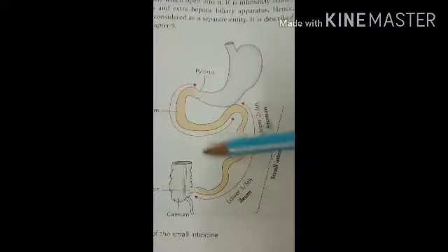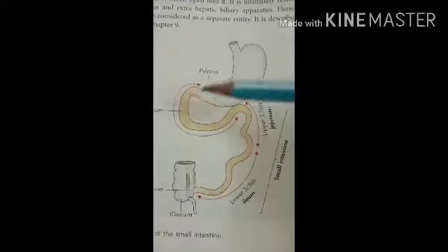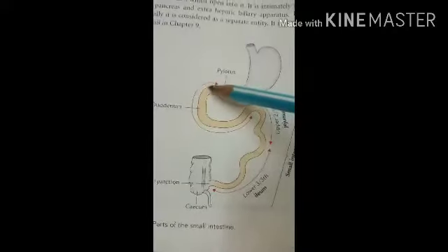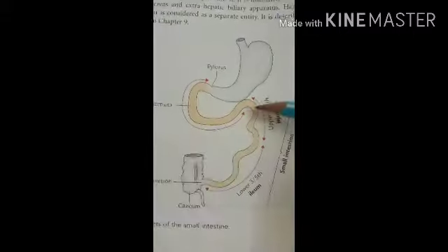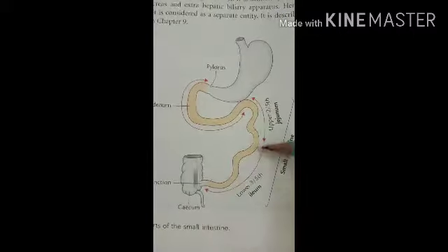So let's see the details of the small intestine, starting with the first part, the duodenum. Here in this diagram you can see the small intestine. These are the three parts of the small intestine. This is the C-shaped part, the duodenum. Then the upper part is the jejunum, and the lower part is the ileum.